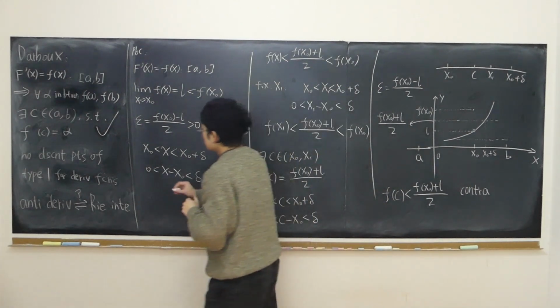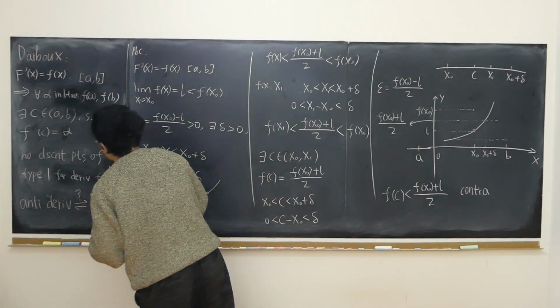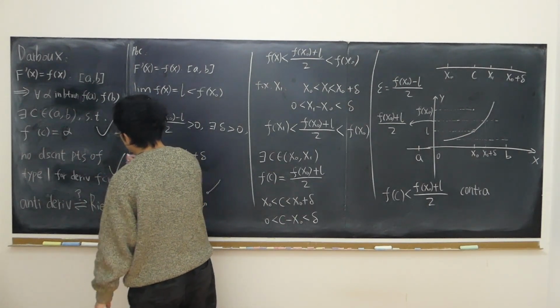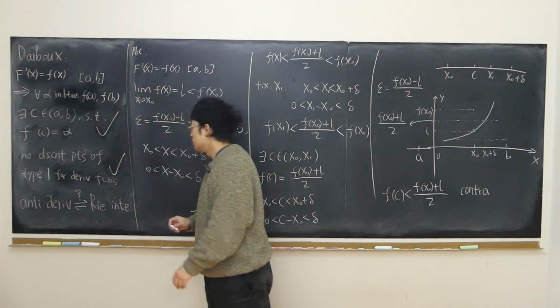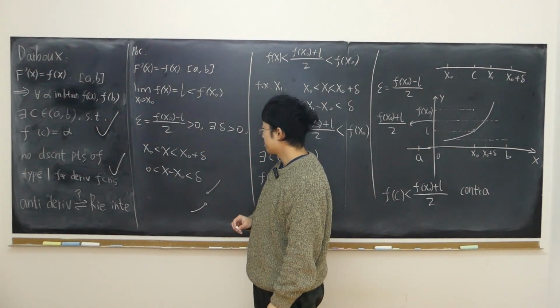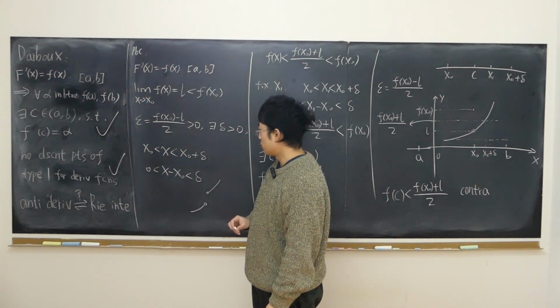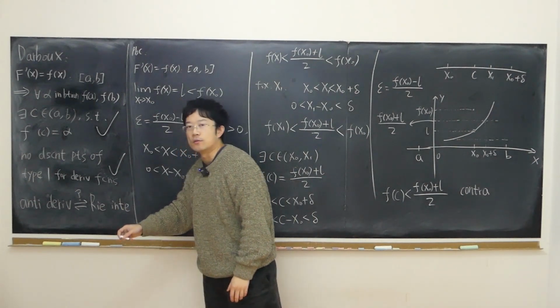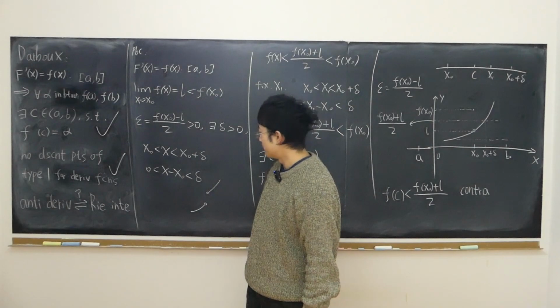So I'm done with the second part, so that there cannot be discontinuous points of type 1 for derivative functions. And in a future video, I will prove this one. So there's no relation between antiderivative and Riemann integrability.